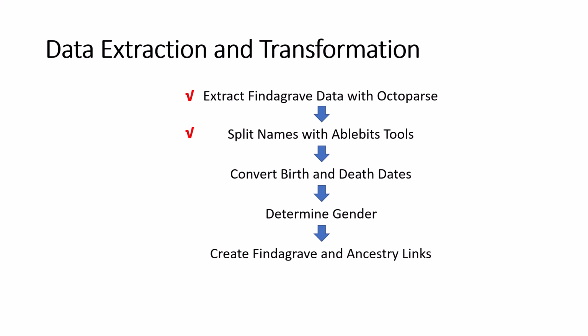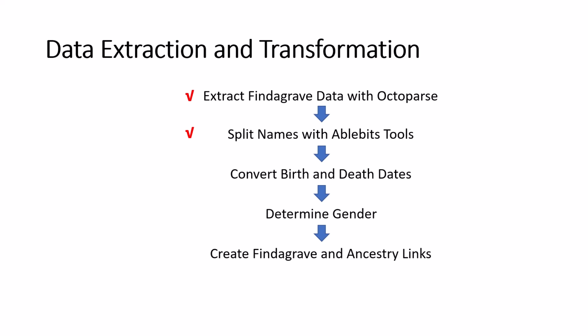out of Findagrave. And again, we're looking for people that were born between 1800 and 1850. We've looked at how to use a tool called AbleBits in Excel to split the names from one combined field into multiple fields to enhance your ease of use and to be able to sort by last names. And in this tutorial, we're going to look at how to convert birth and death dates and why that's important.